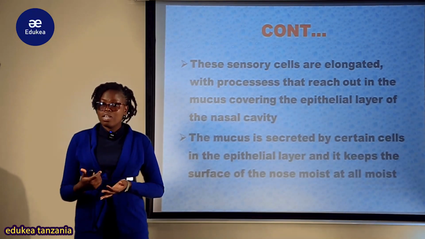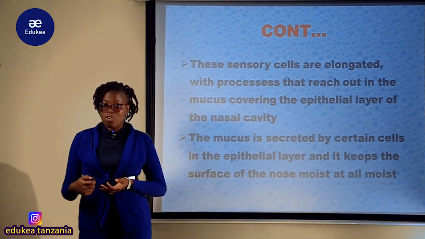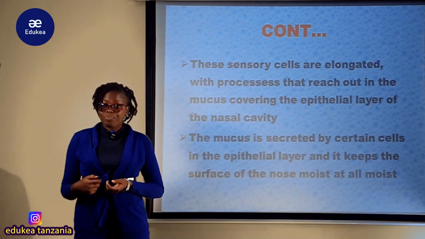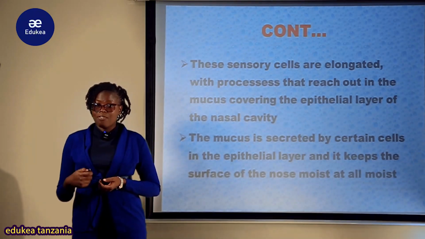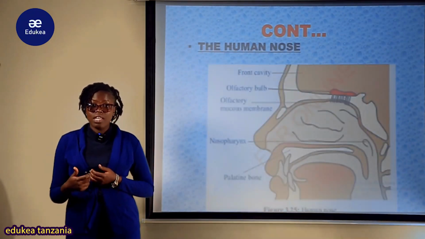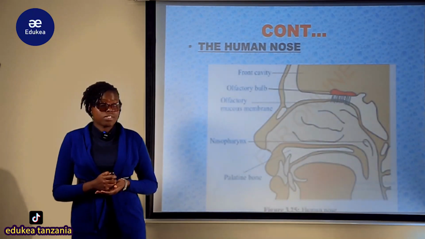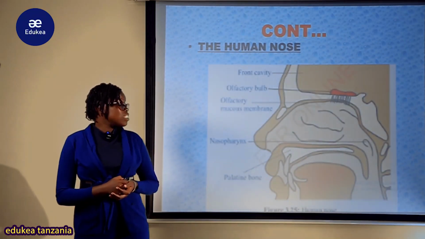The mucus ensures that the nose is always kept moist, for trapping those debris, and also for protection against desiccation, and these small hairs are for trapping the dust and debris. So this is the structure of the human nose.